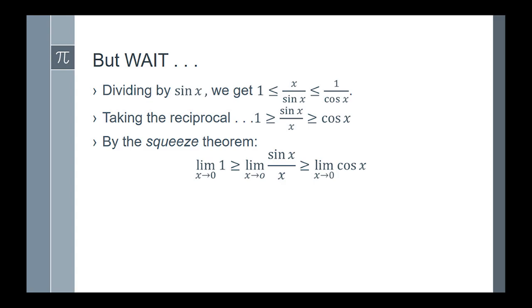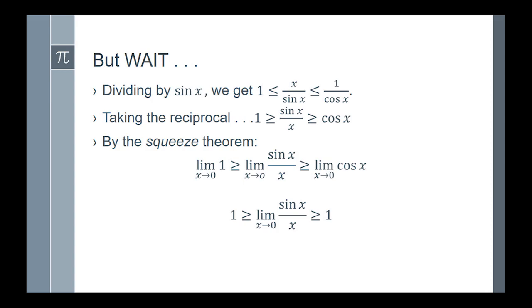Using the squeeze theorem, the limit as x approaches 0 of 1 is greater than or equal to the limit of sine of x over x as x is approaching 0, which is greater than or equal to the limit as x approaches 0 of cosine x. So now we're looking at the limits using the squeeze theorem. Well, the limit of 1 is just 1. And as x is approaching 0, cosine of 0 is 1.